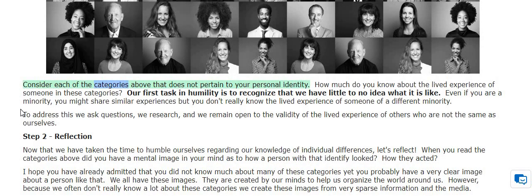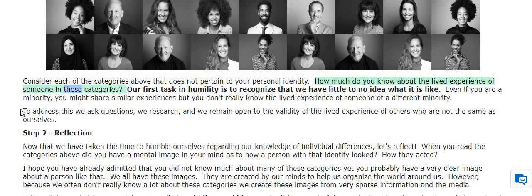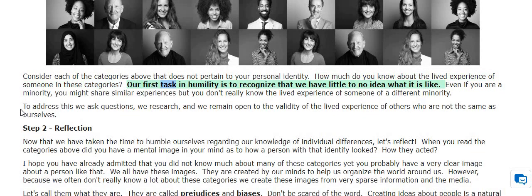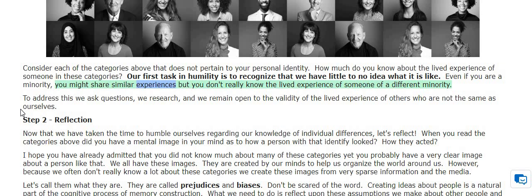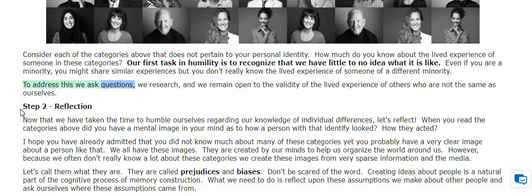Consider each of the categories above that does not pertain to your personal identity. How much do you know about the lived experience of someone in these categories? Our first task in humility is to recognize that we have little to no idea what it is like. Even if you are a minority, you might share similar experiences, but you don't really know the lived experience of someone of a different minority. To address this, we ask questions, we research, and we remain open to the validity of the lived experience of others who are not the same as ourselves.